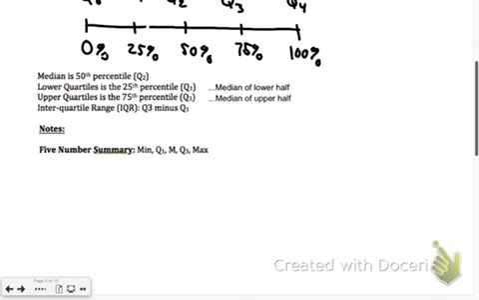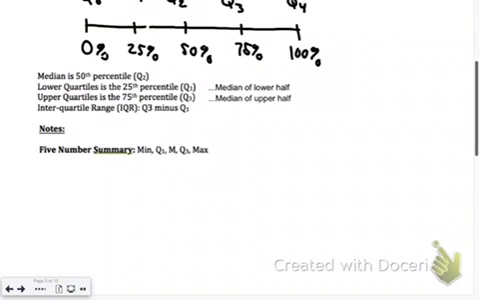So the median is the 50th percentile, that's Q2. The lower quartile, the 25th percentile, is just the median of the lower half of the data. The upper quartile is the 75th percentile, which we call Q3, the median of the upper half of the data. The interquartile range is when you take the value at Q3, the third quartile, and subtract the value at Q1, the first quartile.